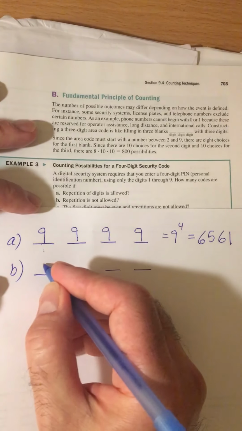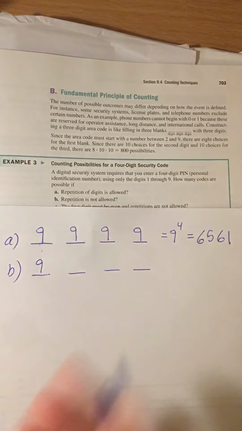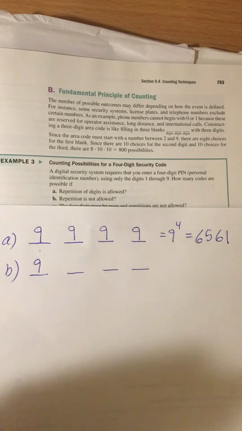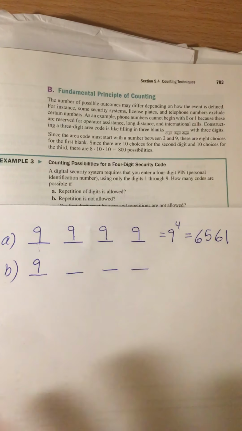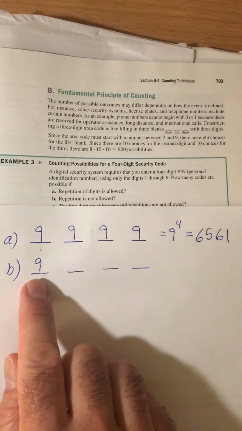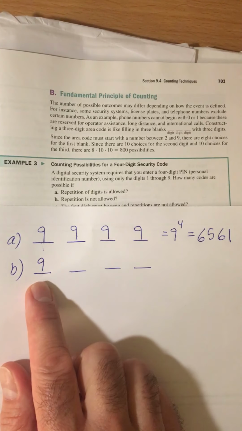Let's say I pick 8 for the first digit. How many choices do I have? I have 9 choices to choose from, right? From 1 through 9. I can pick any number I want. So I have 9 choices. So let's say I pick 8 for the first number.